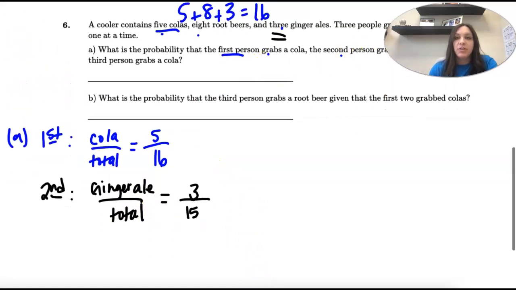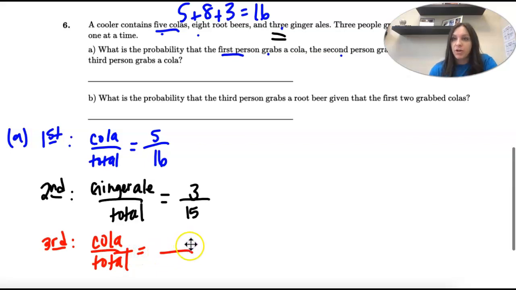Okay, now let's do our third guy, or girl, I guess. Third person goes to the cooler, and they want a cola. But what's the new total? 2 people have already gone in front of them and got their drinks. So we're down to 14 drinks in the cooler. How many colas are in the cooler? 4, because the first person already took one.